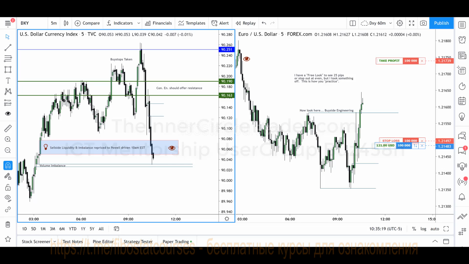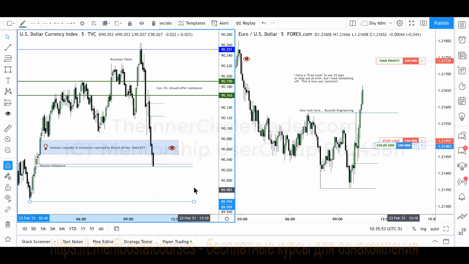But I don't sell you on the idea of 25, 50, 100 R multiple trades. That's ridiculous. I don't trade that way because it's not important to trade that way. It's not necessary. Now we're seeing an expansion on the euro dollar.